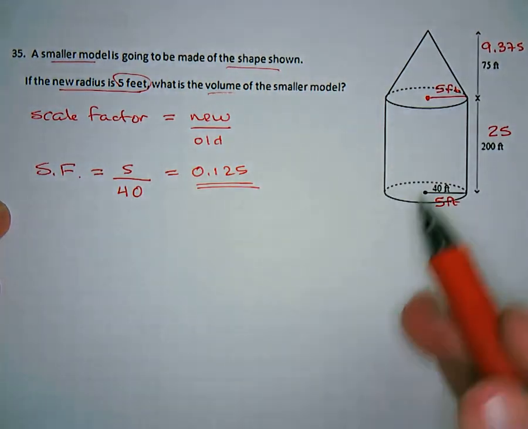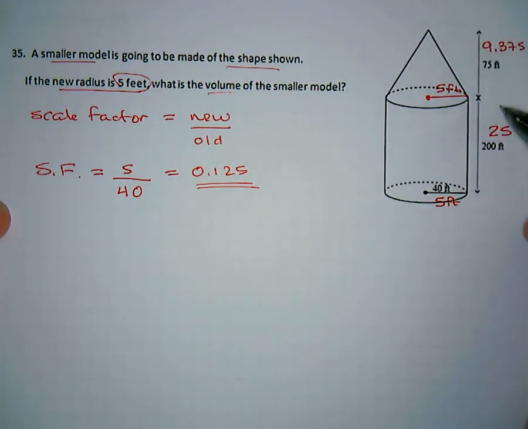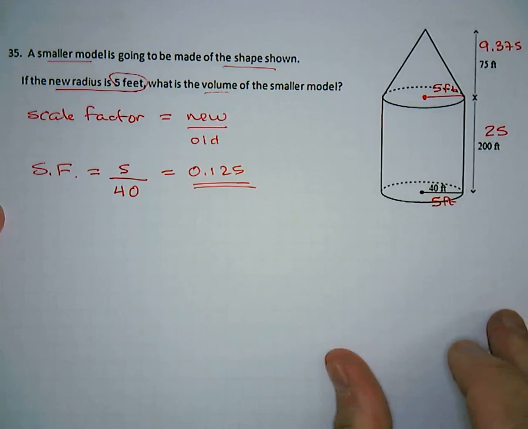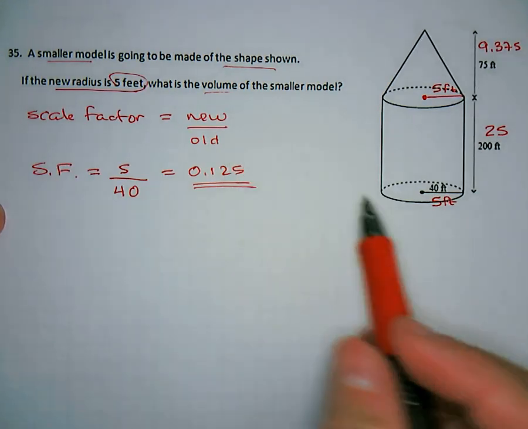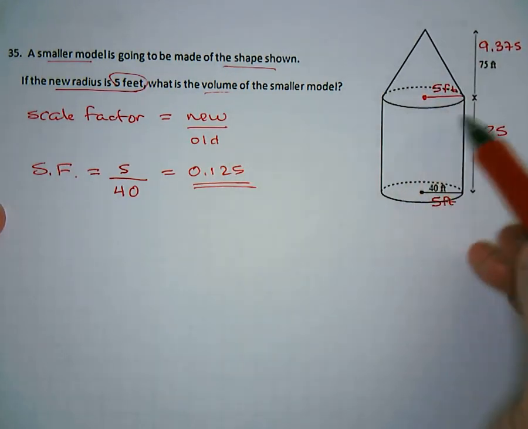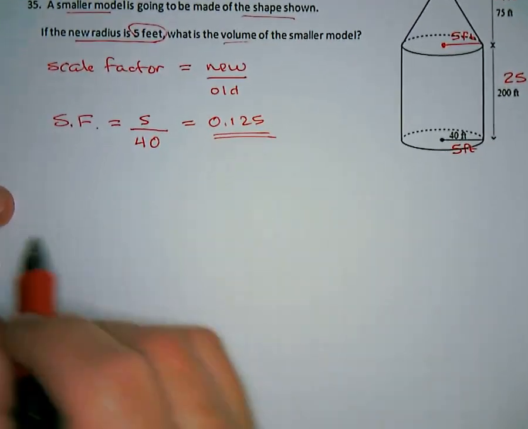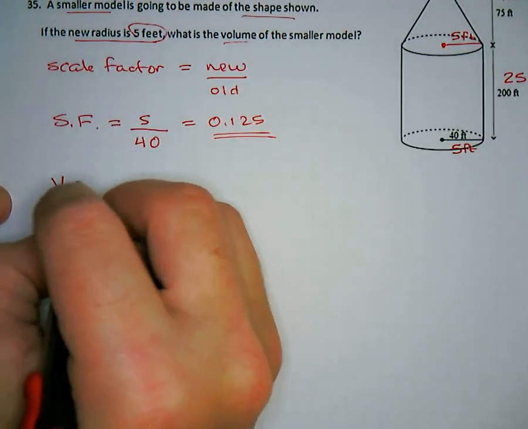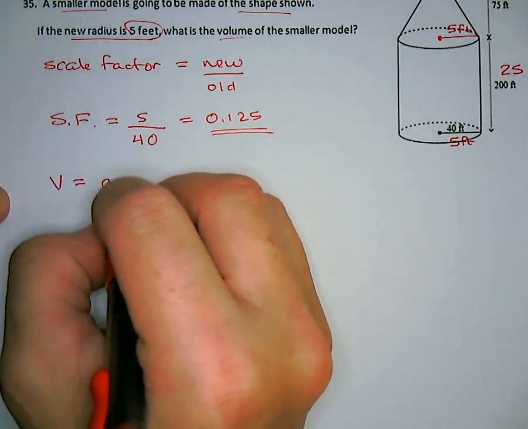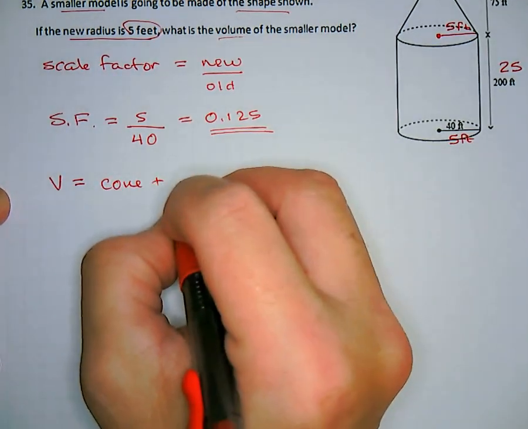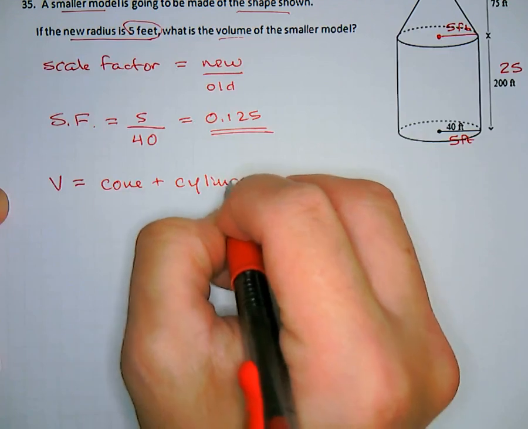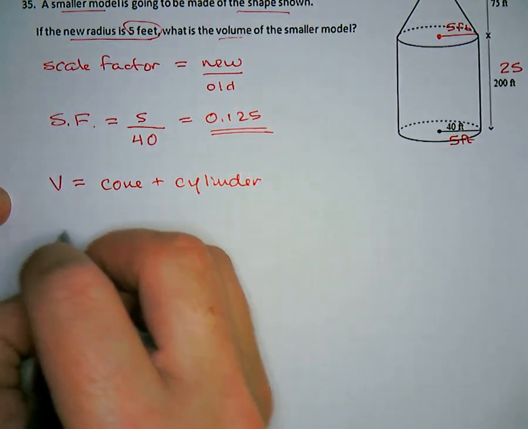So we're looking for the volume of the smaller model. Now that we've got all the smaller measurements, let's figure out the volume here. So the total volume, we've got a composite shape here. We've got a cone up top, cylinder down the bottom. So our volume altogether is the cone volume plus the cylinder volume. Okay?